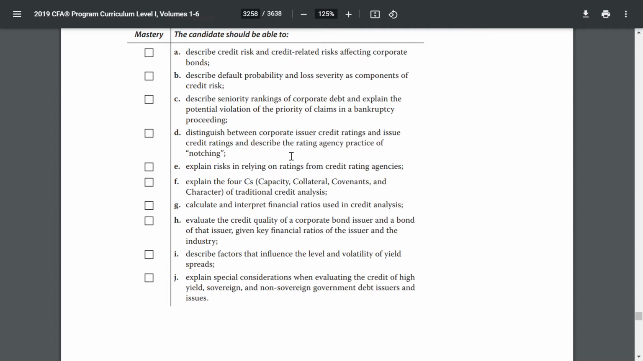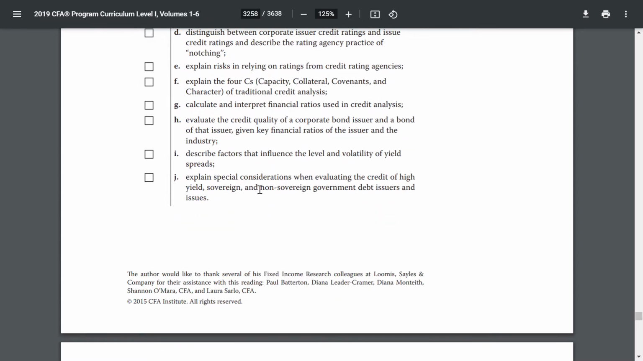Explain the 4Cs: capacity, collateral, covenants, and character of traditional credit analysis. Calculate and interpret financial ratios used in credit analysis. Evaluate the credit quality of a corporate bond issuer and a bond of an issuer given key financial ratios and the industry. Describe factors that influence the level of yield spreads.